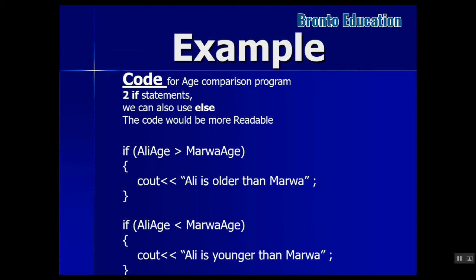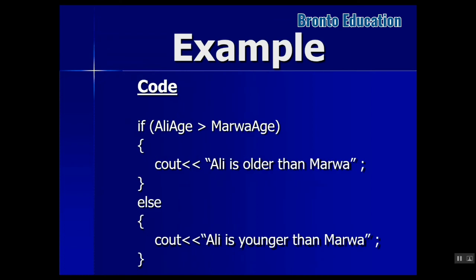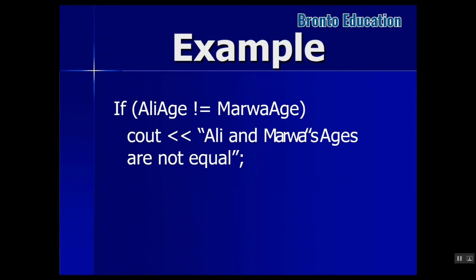So the difference between two if and if else is that if we use two if, the program always checks both conditions. But if you use if and then else, it first checks the if condition. If it is correct, it will not go to the else part. It will leave that. But if the first condition is false, then it will go to the second part. This is the same. If Ali is not equal to Marwa, cout "Ali and Marwa are not equal". This example is for not equal.